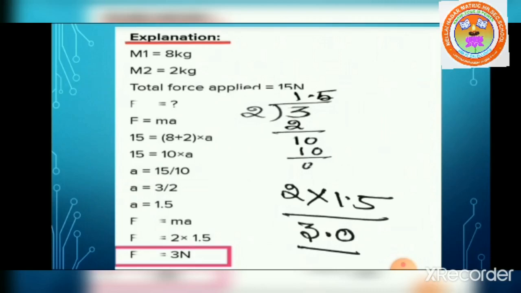So 15 is equal to 10 into a. So the acceleration is equal to 15 divided by 10. We cancel by 5: 3 fives are 15 and 2 fives are 10. So a is equal to 3 by 2. Dividing 3 by 2, the answer is 1.5. So force equal to ma. So F is equal to 2 into 1.5. So the answer is F equal to 3 N.